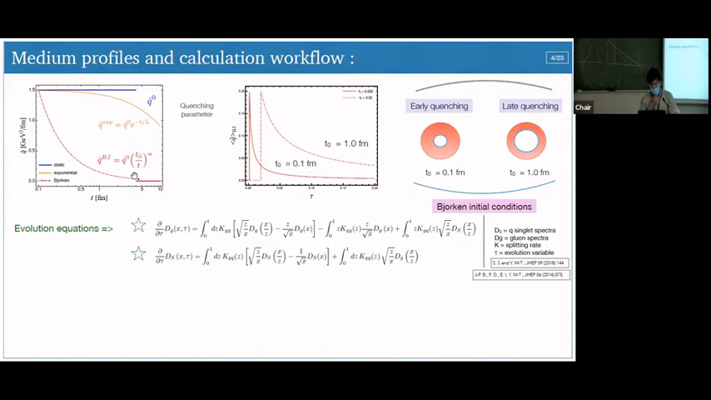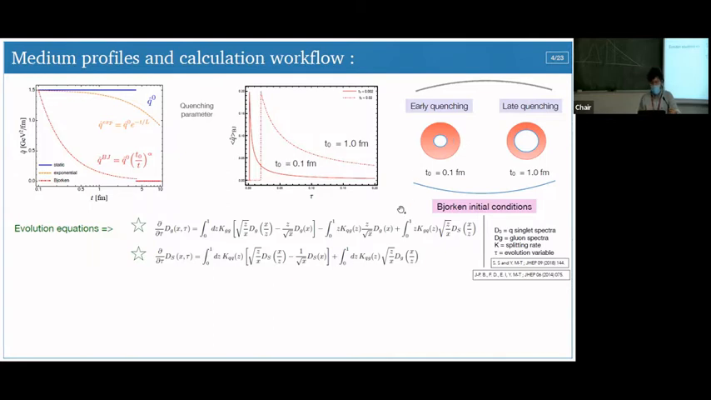And I will later stress this value of T0 and how important it is for our calculations, and how sensitive our calculations are to this value of T0. So let me start with these two different kinds of Bjorken initial conditions: one for the early quenching, where you have a very small starting initial quenching time, and one for the late quenching, where it's slightly higher than the earlier one.